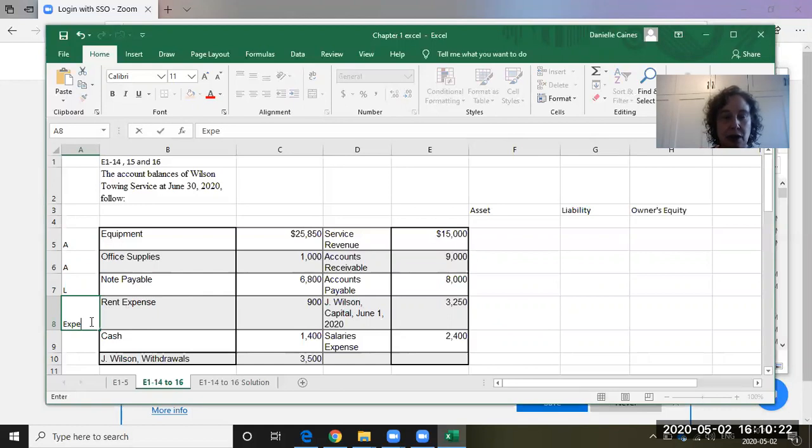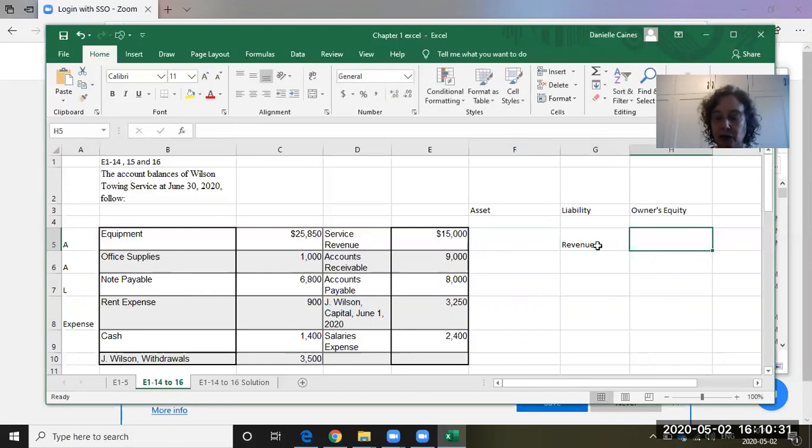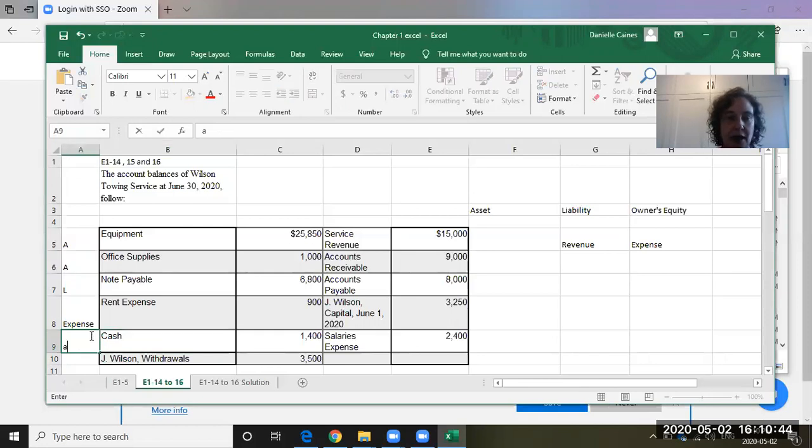So actually I didn't put that in my list. I'm going to put expenses and revenue in the list also, besides assets and liabilities. We need to define revenue, and we need to define what is an expense. So rent expense is an expense. Cash is an asset. So cash is something that you will have, that you will use into the future, a resource, so that's an asset.